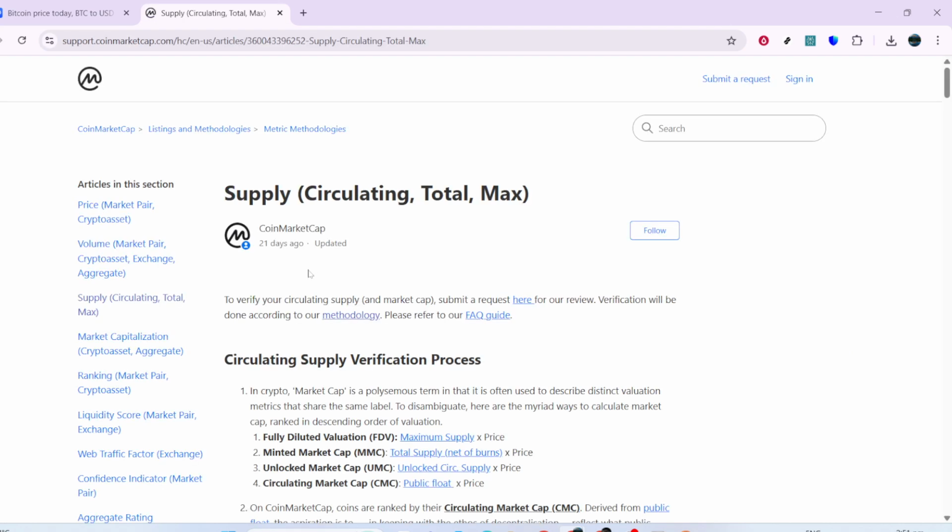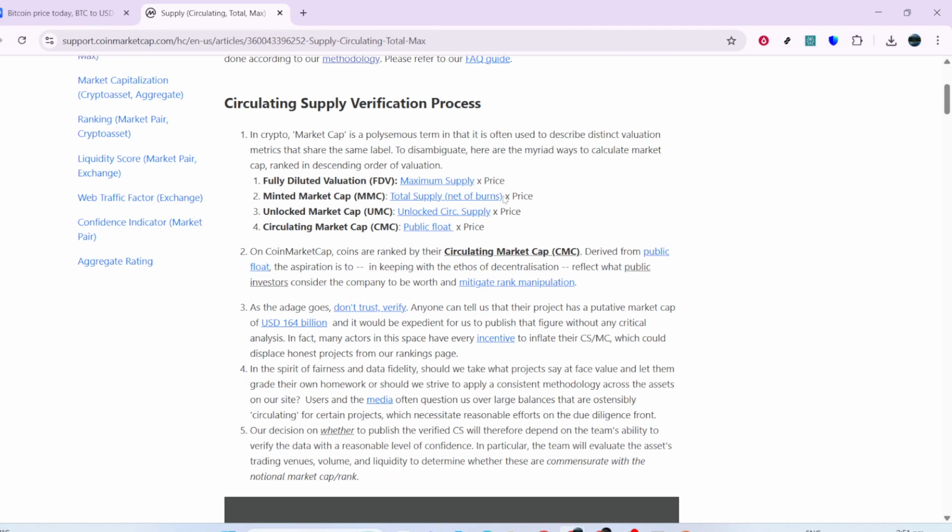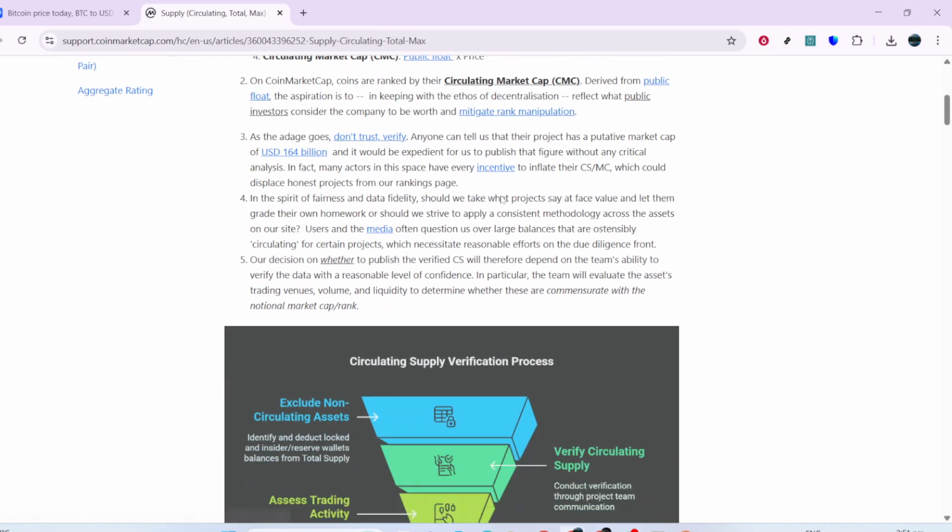Understanding these key statistics will not only enhance your grasp of individual cryptocurrencies, but also sharpen your overall market analysis skills. With this knowledge, you'll be better equipped to navigate the dynamic and exciting world of cryptocurrency investments.